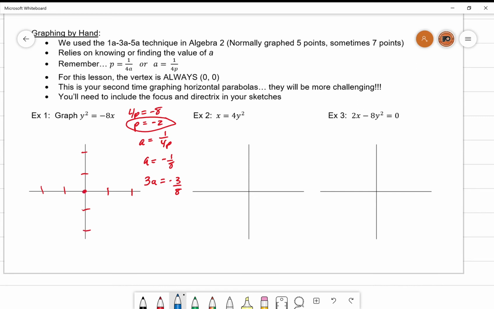First point, I'm going to move up 1 and to the left a units, which is negative 1/8. I'm going to go up one more and move 3/8 to the left, and if I put the two values together, I've moved a total distance of 1/2 of a unit. And I'm going to reflect over the x-axis and connect the dots. And here's our first horizontal parabola.